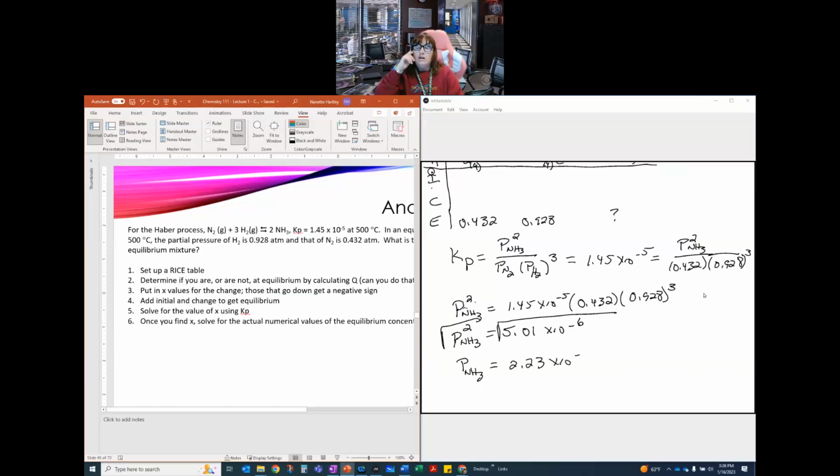And that's the pressure of NH3. Okay, so that's how we can find that value. Sorry, my 3 disappeared. That's how we can find that value that they're looking for.